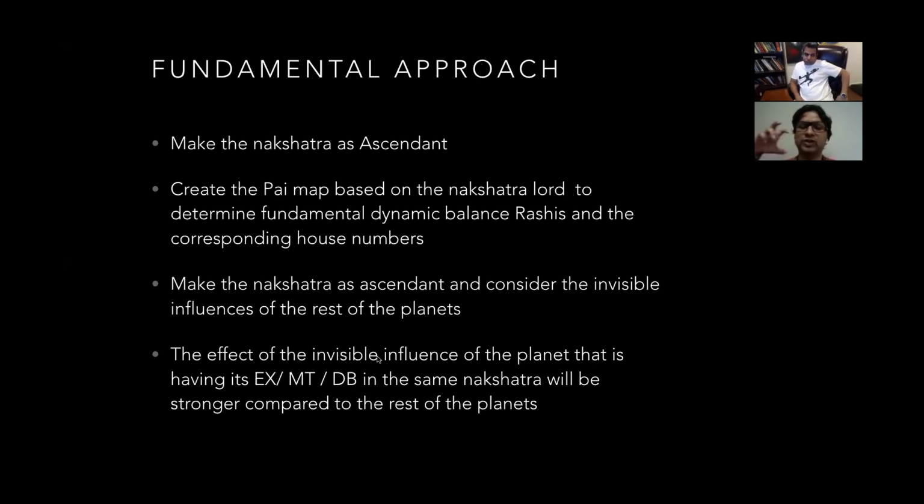But the effect of the invisible influence of the planet is having its exaltation, Mool Trikon, and debilitation. The same nakshatra will be stronger compared to the rest of the planets. For instance, as we know, Ashwini is where Sun is getting exalted, but Saturn is not getting exalted in Ashwini. It's getting debilitated in Bharani. So you can say that the influence of Sun and Mars, because Mars is having a Mool Trikon in Ashwini, both these planets will be stronger in Ashwini compared to Saturn's influence, which is happening in Bharani.